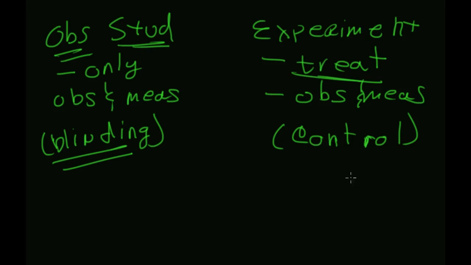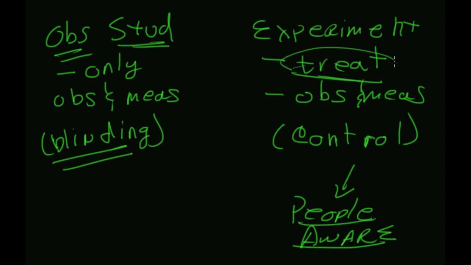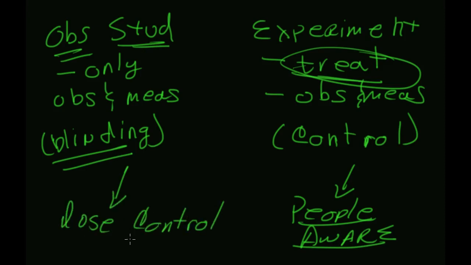So here, the downside is that people are aware. You lose the blinding, because if you're applying a treatment, people know that you're applying the treatment. Here, the downside is you lose control. So depending on what you're trying to test, one of these may be better than the other in your design. All right, so there's observational studies versus experiments.